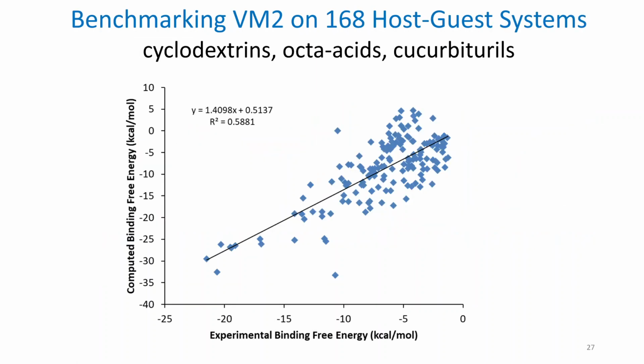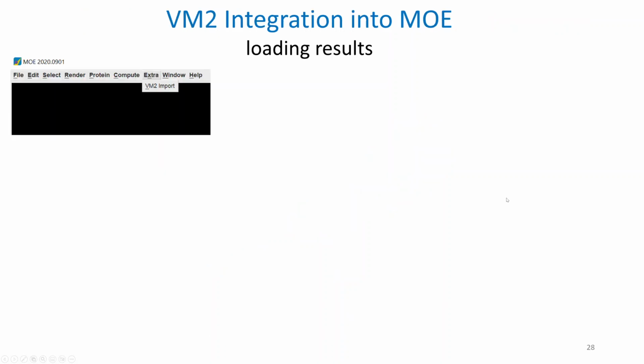I won't spend a lot of time on it, but VM2 also has given quite nice results for a set of host-guest systems spanning various chemical types: cyclodextrins, octa-acids, and cucurbiturils. So we've been excited recently to be working with folks at the Chemical Computing Group, the creators of the Molecular Operating Environment, or MOE, software, to begin integrating VM2 into this very powerful GUI.